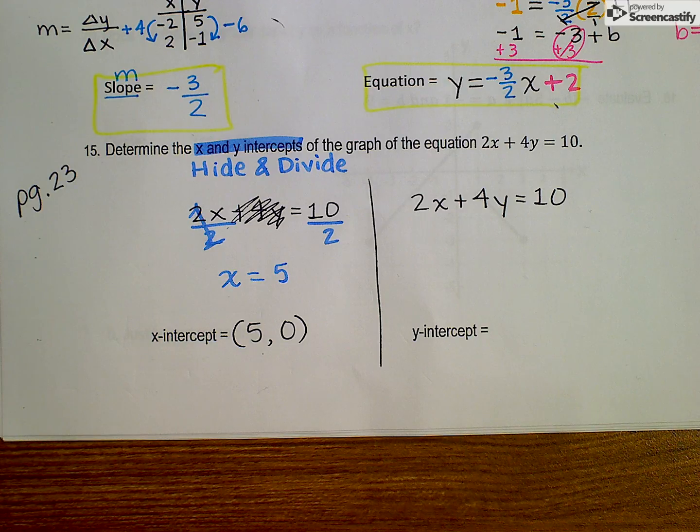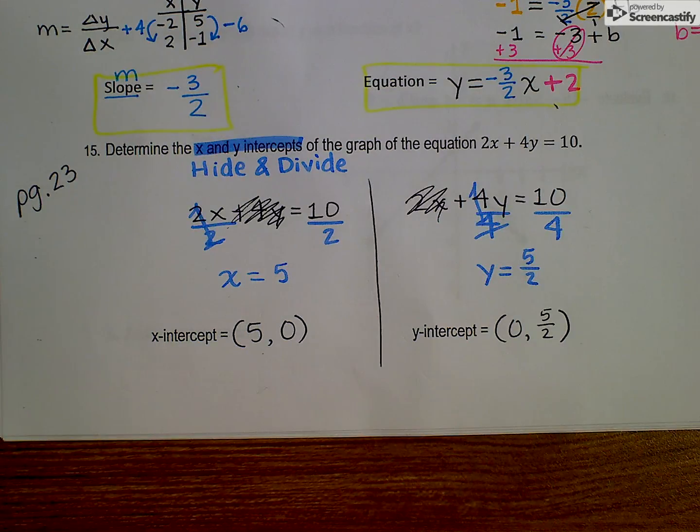Instead, I would hide my x value and divide by 4. Now, this time I'm going to end up with a rational number, so please keep it as a fraction. My answer could simplify to be y is equal to 5 halves, which would look like (0, 5/2). And that's what my two final solutions would look like.